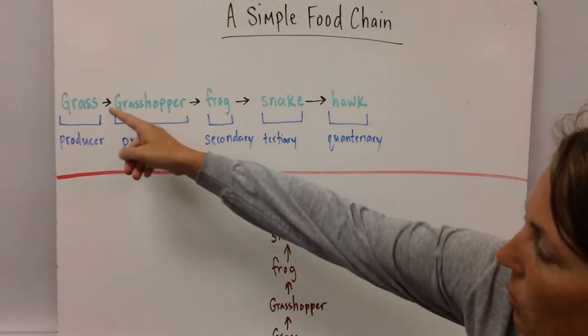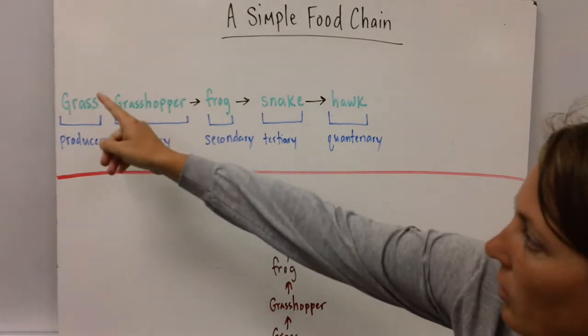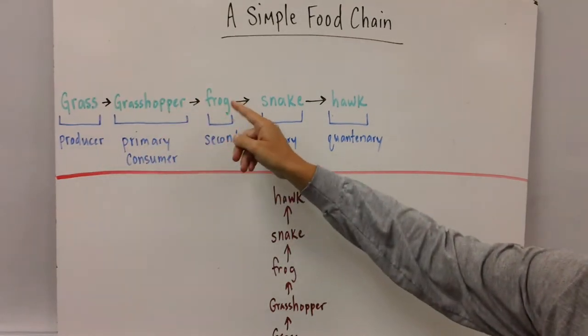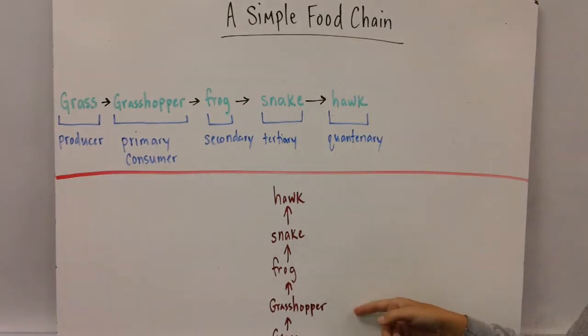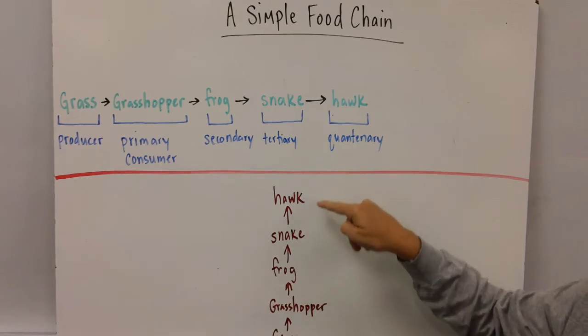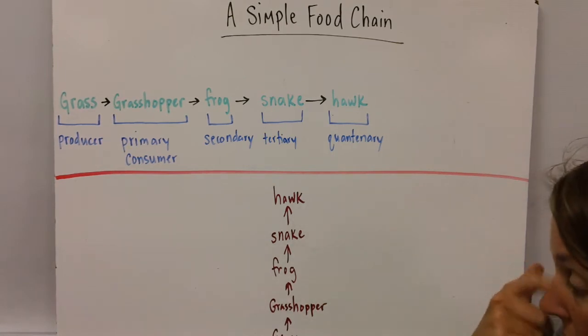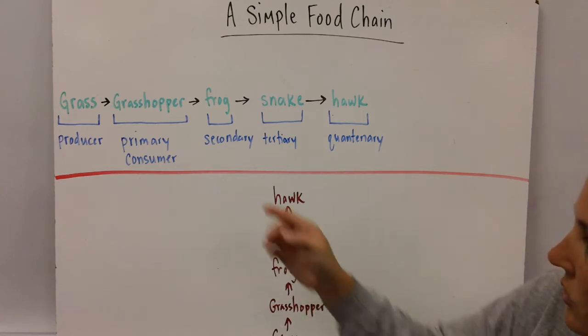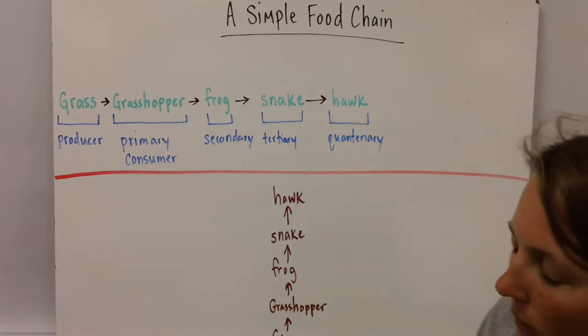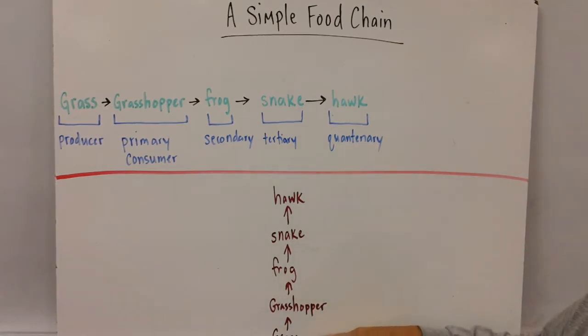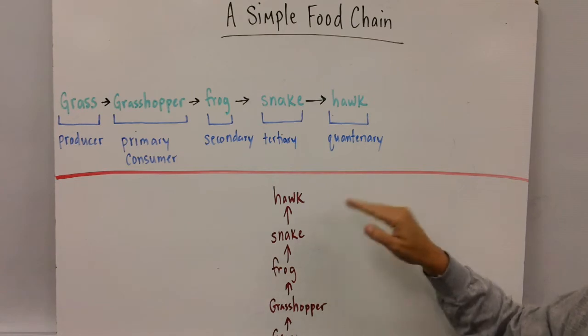Notice how the arrows show which direction energy is moving. Grass to grasshopper, grasshopper to frog, frog to snake, and snake to hawk. The same food chain is written a different way down here, but it's telling you the same story. Grass is our producer. It's at the bottom of the food chain. Gives its energy to the grasshopper, to the frog, to the snake, to the hawk. One thing that you will see in food chains and food webs, the arrows are either going from left to right or up. Arrows never point down, because the things at the bottom are always transferring their energy to the items at the top.